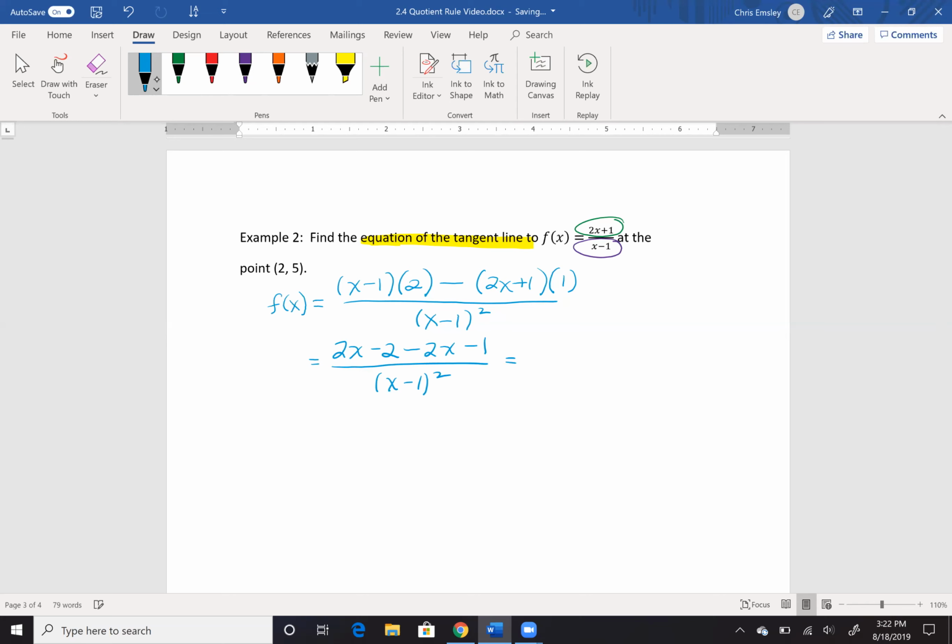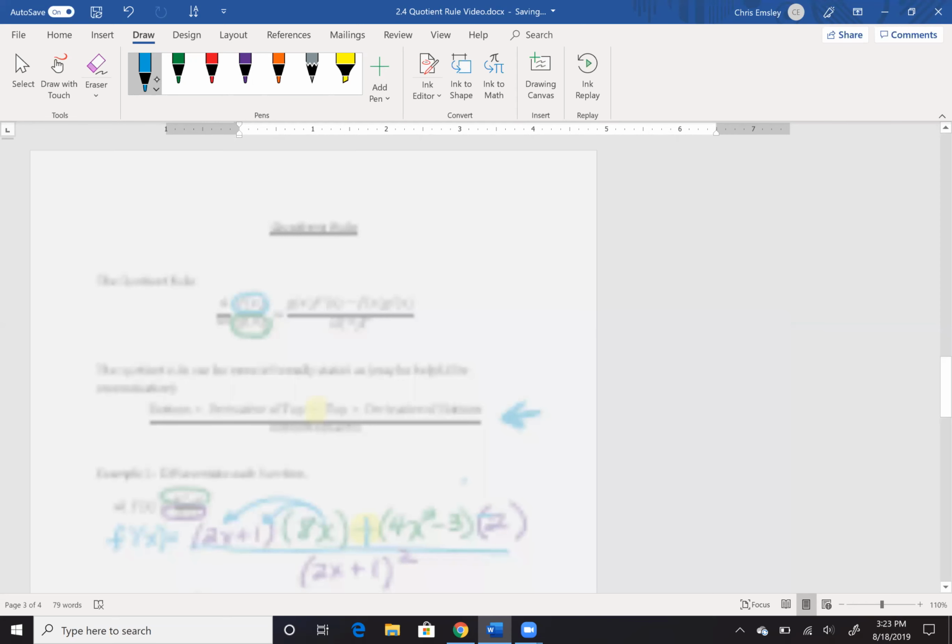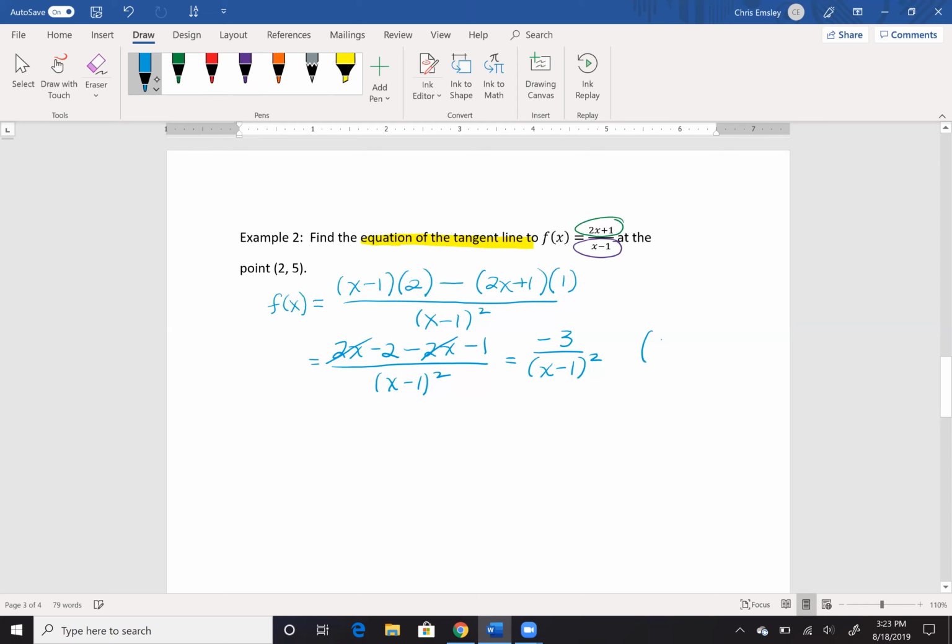And then combine like terms, the two x's knock each other out, and we get negative 3 over (x minus 1) squared. Okay, this little formula, this derivative, can give us the slope of any tangent line on that equation, but we want the slope specifically at the point (2, 5). So we're going to take that x coordinate and plug it into our derivative.